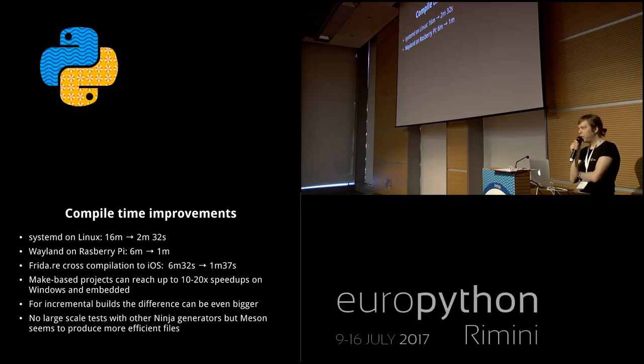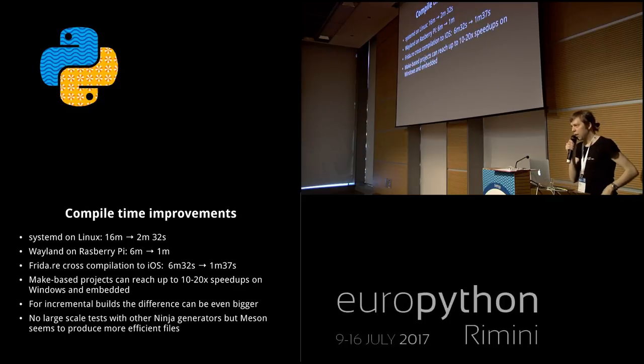If you are compiling Wayland on Raspberry Pi, it went from 6 minutes to 1 minute. And there's FreeRDP, which is a debugging toolkit, and their cross-compilation time to iOS went from 6 minutes to 1.5. In practice, what we seem to find is that projects can go up to 10 to 20 times faster if they're Make-based, and especially if you are on Windows, because on Windows, file system operations are like abysmally slow, and because we don't use Make, and we are not going to use Make ever, we don't have this problem.